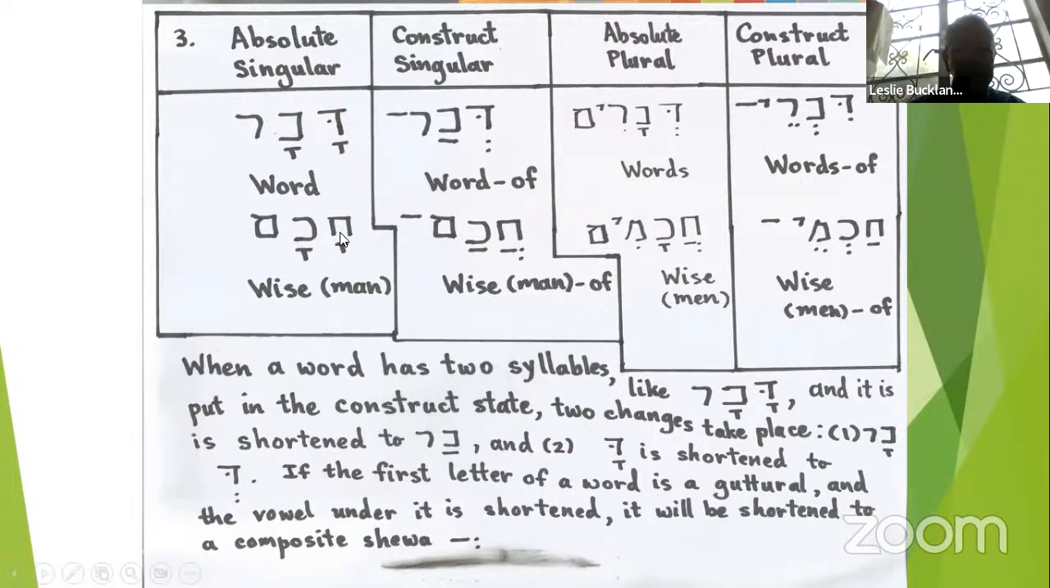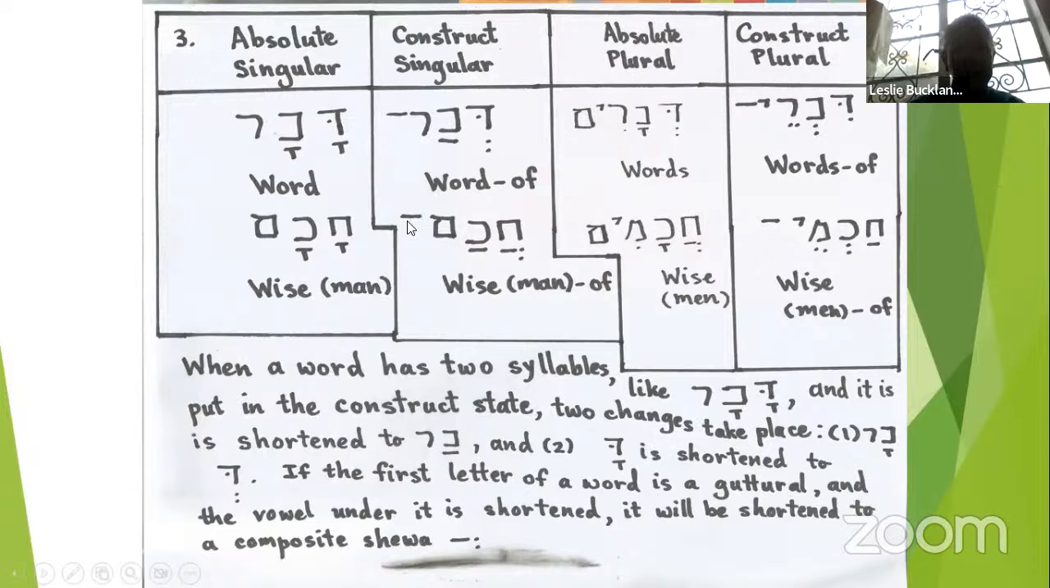Another noun is chakham, wise, meaning wise man. Chakham, wise man. This is more of an adjective, but it is an adjective being used as a noun. Chakham, wise man, in its absolute state. There's nothing added to chakham to explain more than what is said here, wise man.